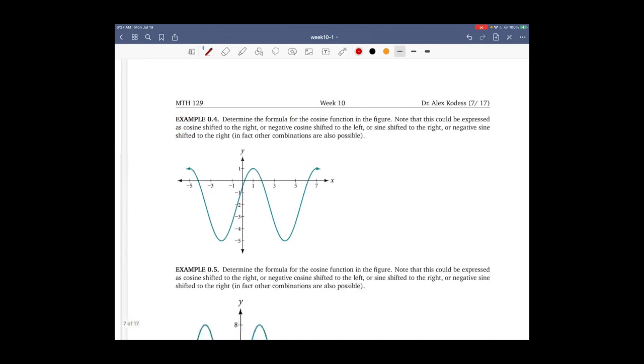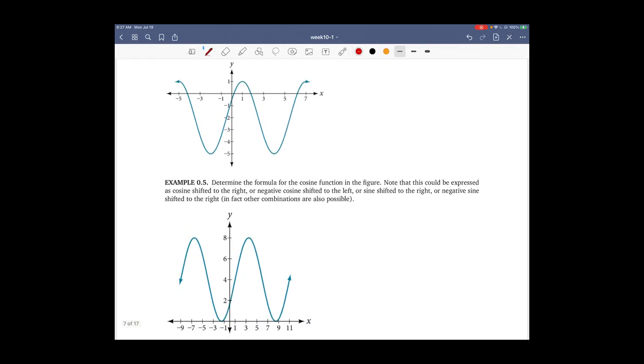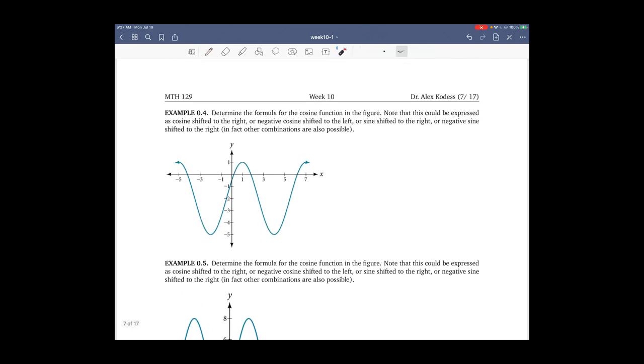Let us now look at two functions where we will need to use some kind of horizontal shift. And again, even the statements of the problem directly say that this could be sine or cosine, positive or negative, shifted to the left or to the right. So the answer is by far not unique. That is because sine and cosine are essentially the same curve, shifted in some direction.